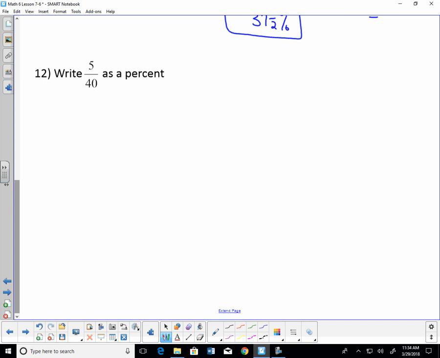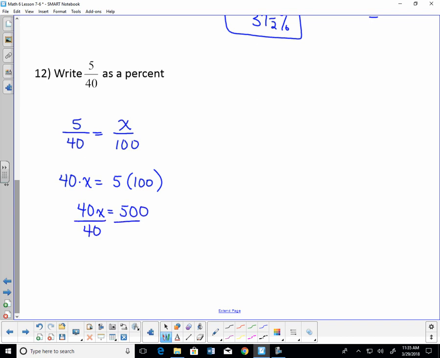So we take our fraction and we make it equal to x over 100. I don't know what I can multiply 40 by to get 100, so I'm going to use cross products again. So I'm going to multiply 40 times x, and that's got to equal 5 times 100. 40 times x is 40x. 5 times 100 is 500. Divide by 40. X will equal. Now here's a little trick.